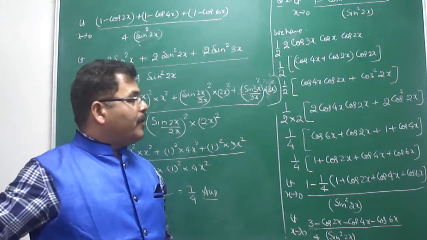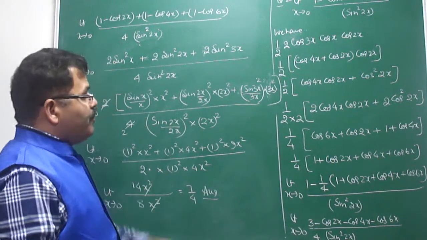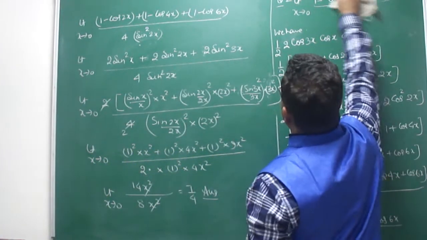Got it? I hope you got it, right? So 7 by 4 will be the answer of this question. Let us do some more questions.